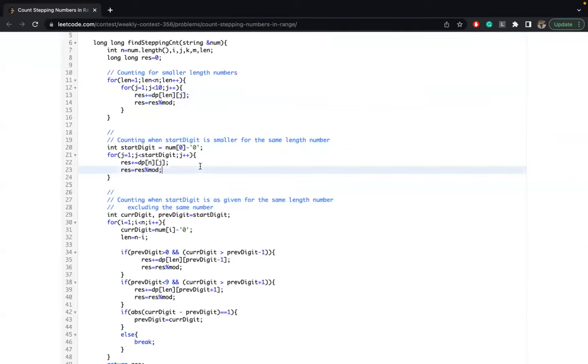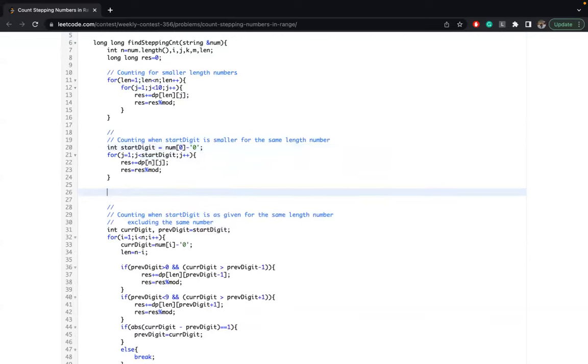And then I'll also find the same length numbers, but whose first digit is smaller than a star digit. So a star digit here is the actual first digit. The first digit is written as a star digit here, and every digit coming before this will be added.